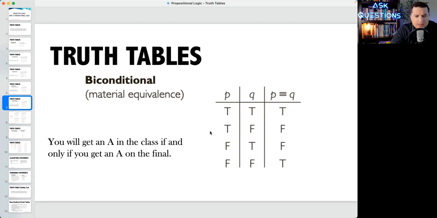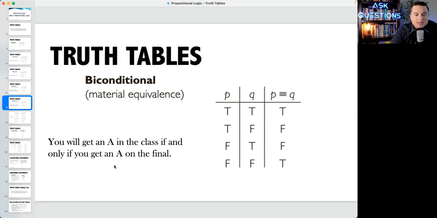Okay, what about world or scenario 2? Well, you get an A in the class, but you didn't get an A on the final. But wait a second, I said this is a way and the only way. So how could that be? That must mean that I lied. And that's why there's an F here. Same thing with the third scenario. This is where you get an A on the final, but you didn't get an A in the class. Wait, but I said that if you ace the final, this is a way to get an A in the class. And so you did get an A on the final, and yet you didn't get an A in the class. So this was a lie. So we have a false here.